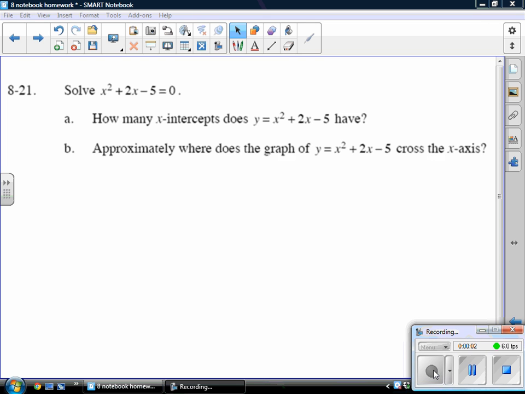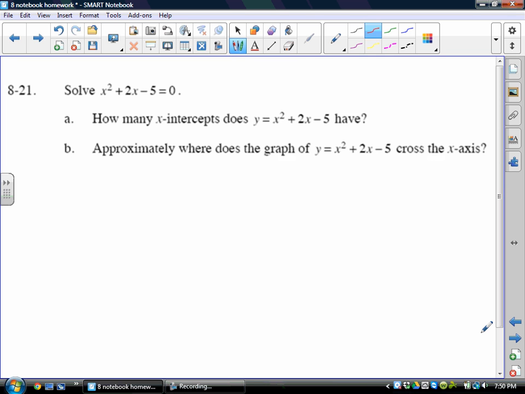Problem 8-21 from section 8.1.1, day 2. Solve x squared plus 2x minus 5 equals 0. Let's actually do this first before going on to the other questions, so maybe that will help us answer the other parts of the question. So I'm going to solve this, which means typically I'm going to factor.